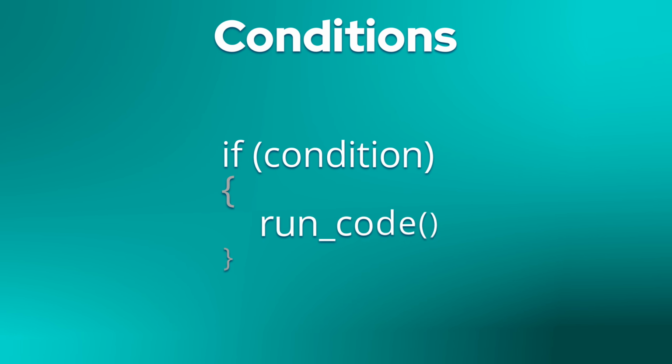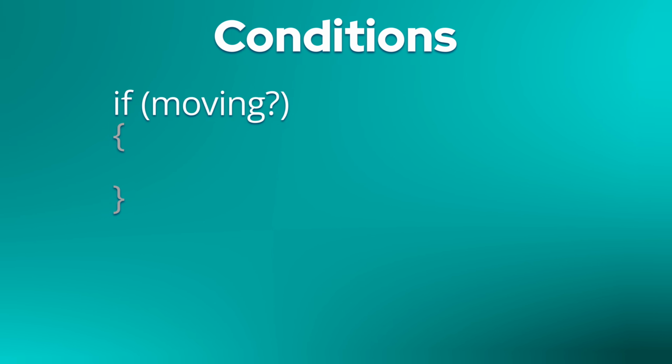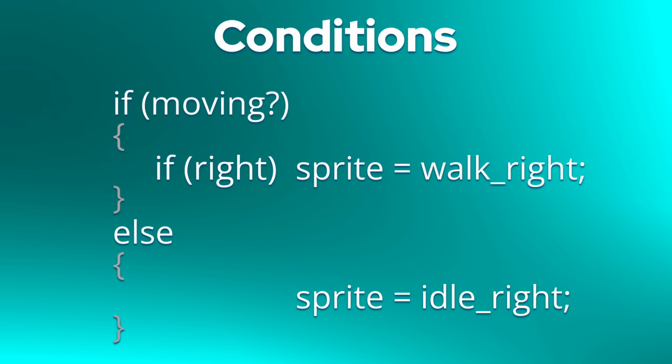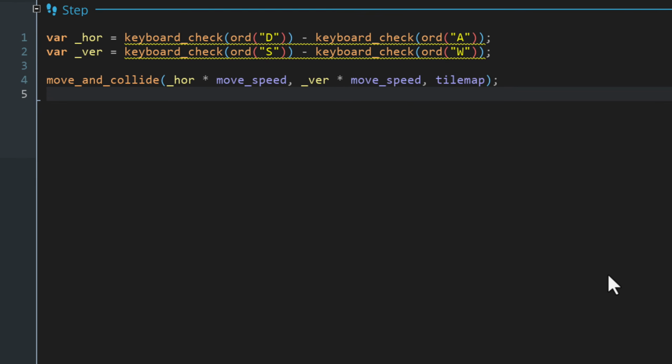We're gonna do this using conditions. A condition lets you run some code only if that condition is true. The way we're gonna do it is this. If the player is moving, then we check the input. Based on the input, we set a walking sprite. Else, if the player is not moving, then we set an idle sprite depending on which walking sprite was being used. So let's add this code.